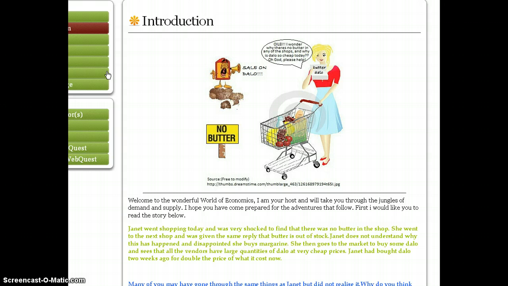On the introduction page, you will find a short story about a woman named Janet who went shopping and was shocked to find that there was no butter in the shop. The shopkeepers told her that butter was out of stock. Janet does not understand why this has happened, and disappointed she buys margarine. She then goes to the market and sees that there is excess supply of dallo and that the prices are very low. It is a surprise because just 2 weeks ago she had bought dallo for double the price of what it costs now.